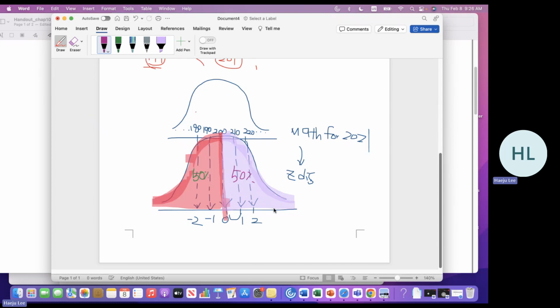But in this part, the G scores are negative values. And in this part, the right side from the mean, the G scores are positive scores.